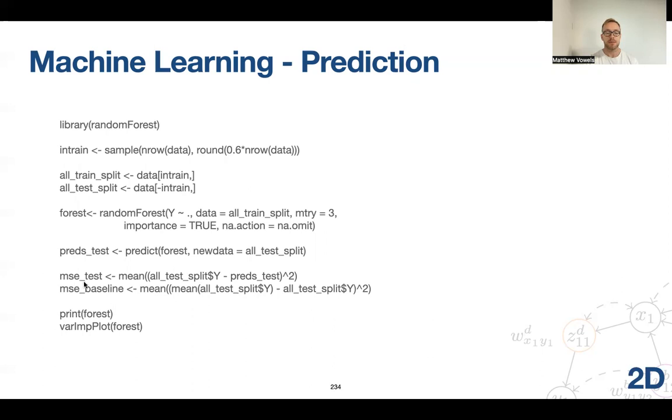And we're going to generate some measure of that performance here. So this is the mean squared error. We have the true values of y in the test set. We take the difference between them and the predicted values of y in the test set, square them and take the mean. We're also going to get a baseline here.